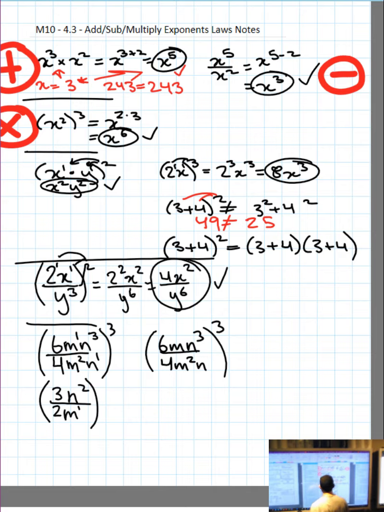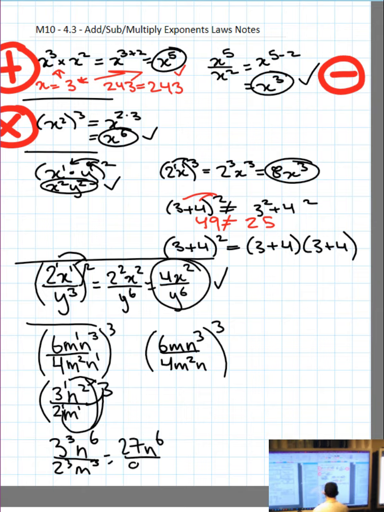Simplifying the inside first. Then putting the exponent back, then giving stuff exponents of 1 again, and now multiplying the exponents by everything. And we get 3 cubed, n, 2 times 3 is 6, over 1 times 3 is 3, 2 cubed, m, 1 times 3 is 3, m cubed, which is equal to 27, n to the 6, over 2 cubed is 8, 3 cubed is 27. And our answer. So, that is my preferred method.